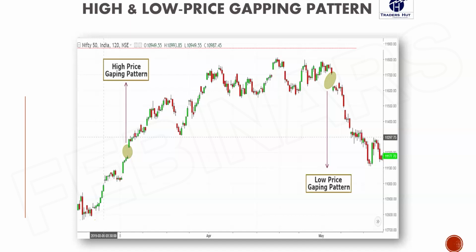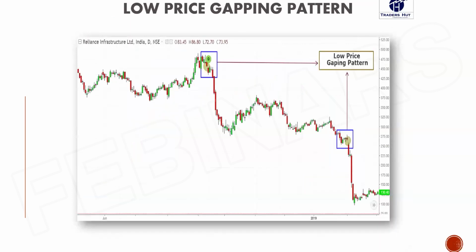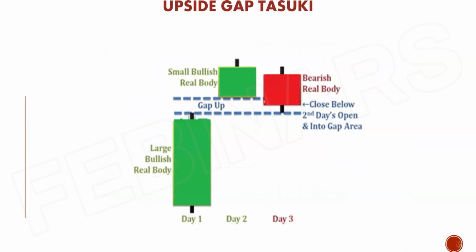High price gapping and low price gapping pattern. See again one of the examples of Reliance Infrastructure where the pattern of low price gapping played as shown and gave the results in a very good manner. Once this pattern occurs, these are high probability patterns even on a daily chart, or even if you consider it on an intraday. This is one of the important patterns to trade.